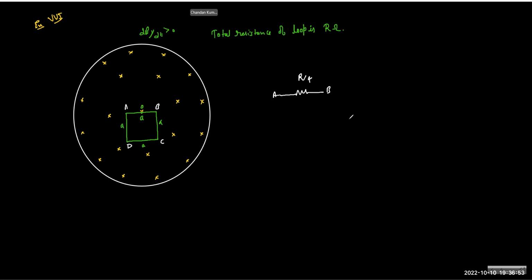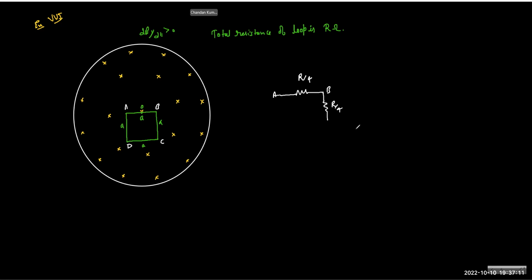Now BC will have resistance R by 4, but BC is not passing through the center. How far is it from the center? Pardon?